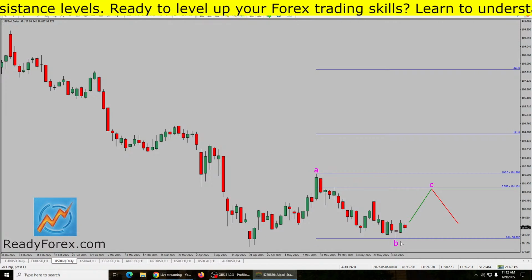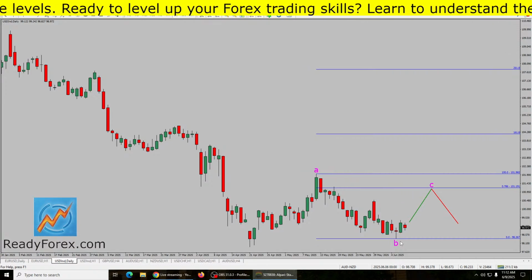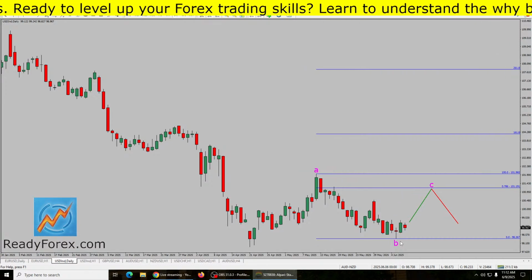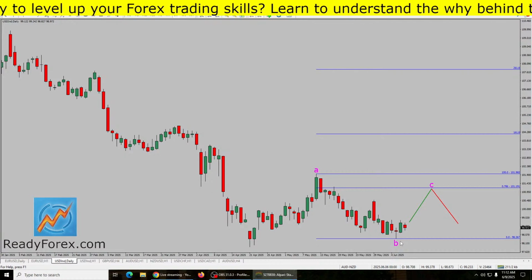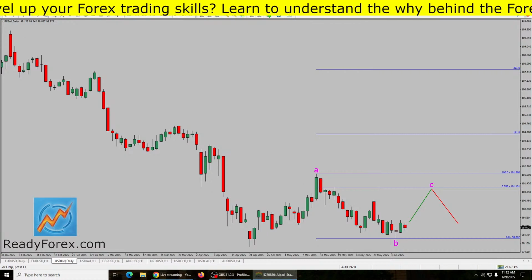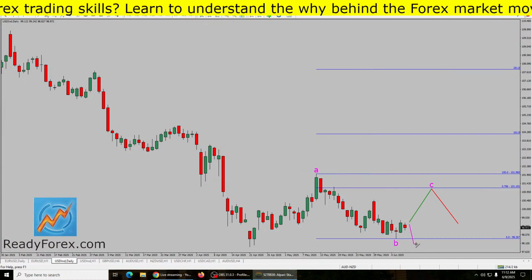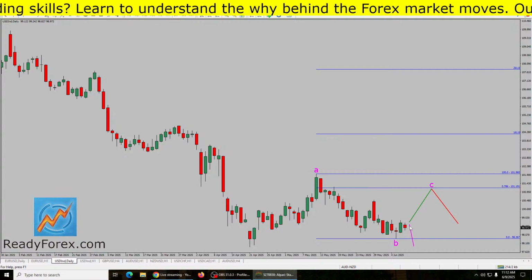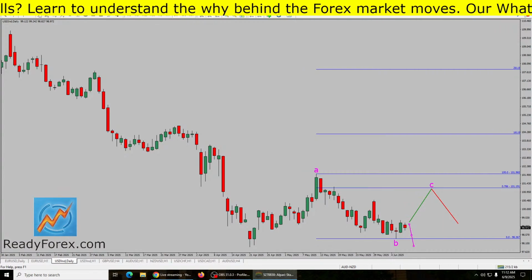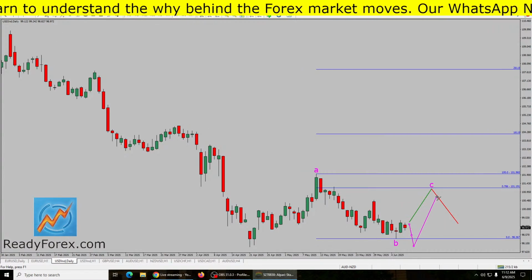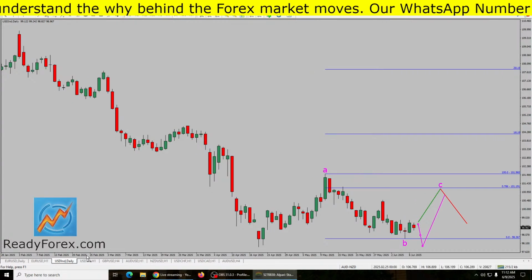In other words, we are going to see a bottom in the United States dollar index, the DX, after some time. We haven't got the bottom. In other words, the market could probably drop more and then rise up after that.